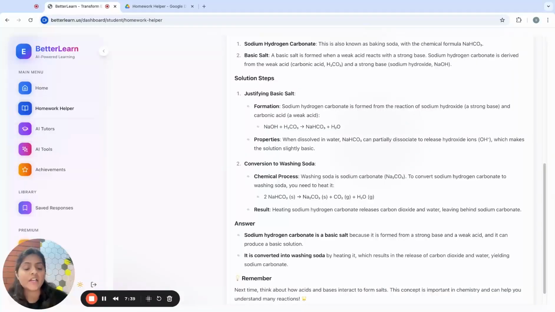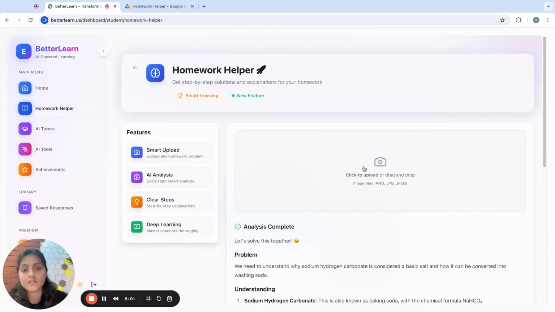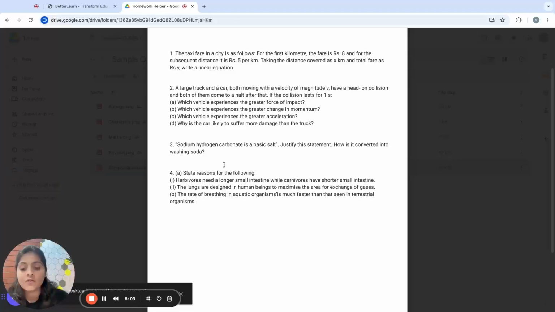So basically, if there are some specific terms in a question, it explains the meaning of those particular terms before solving the problem. As you can see, it provides the explanation of sodium, hydrogen, carbonate, and basic salt. So this is the answer provided by homework helper. So let's move forward to the next question we have.